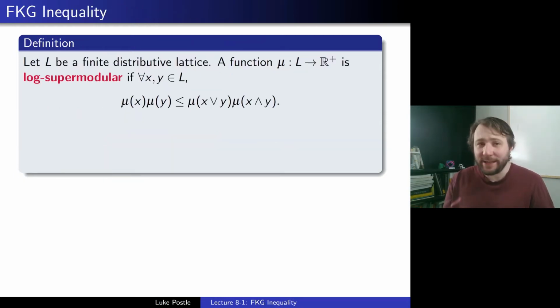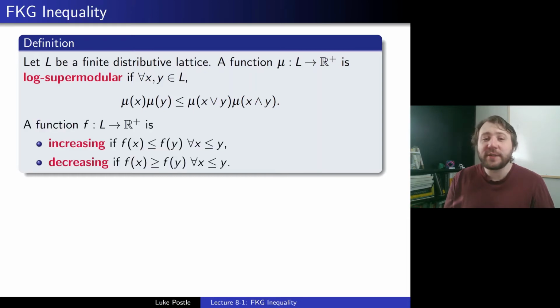This will be about lattices. So we let L be a finite distributive lattice. A function mu from the lattice to the non-negative reals is called log supermodular if for every x and y in L, we have that mu of x times mu of y is at most mu of the meet times mu of the join, the product of those. So this would be log because we're doing products instead of sums, and supermodular has the inequality that way. If it was modular, it would be equal, and submodular, the inequality would go the other direction. So we'll say that's log supermodular.